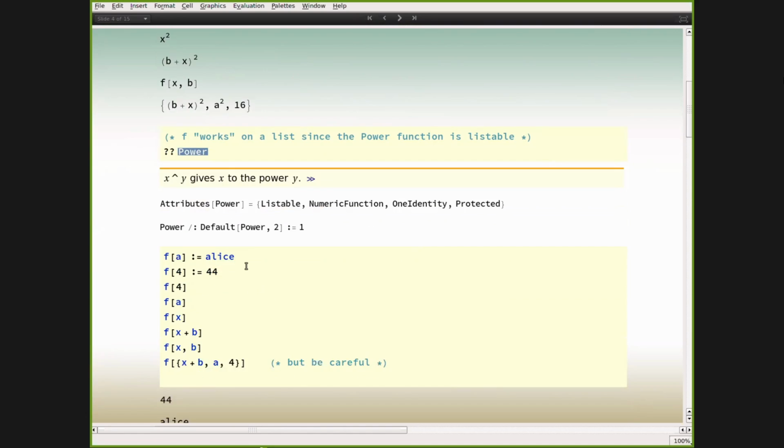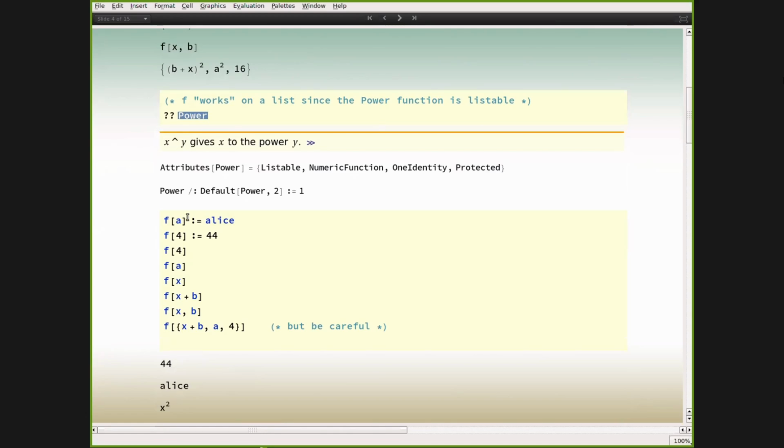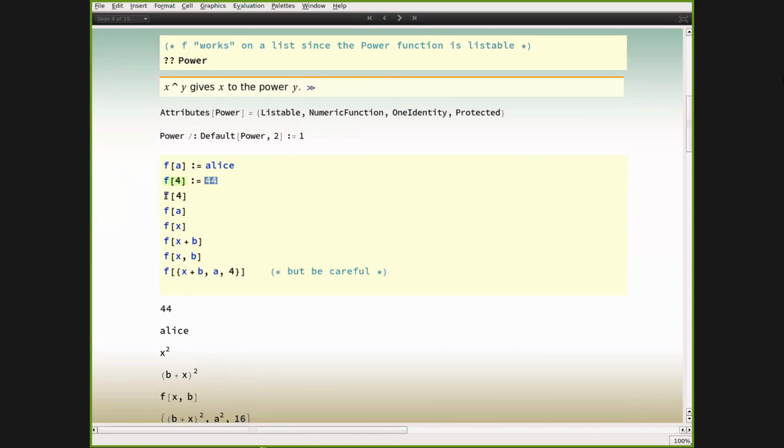Okay, so let's do the next. Let's say that f of a, this "a" is just a literal, an element which has to be taken literally, and we say that f of a should be Alice and f of 4 should be 44. So now when you ask what is f of 4, you won't obtain 16 anymore, but you will obtain 44. If you ask what is f of a, you will obtain Alice.